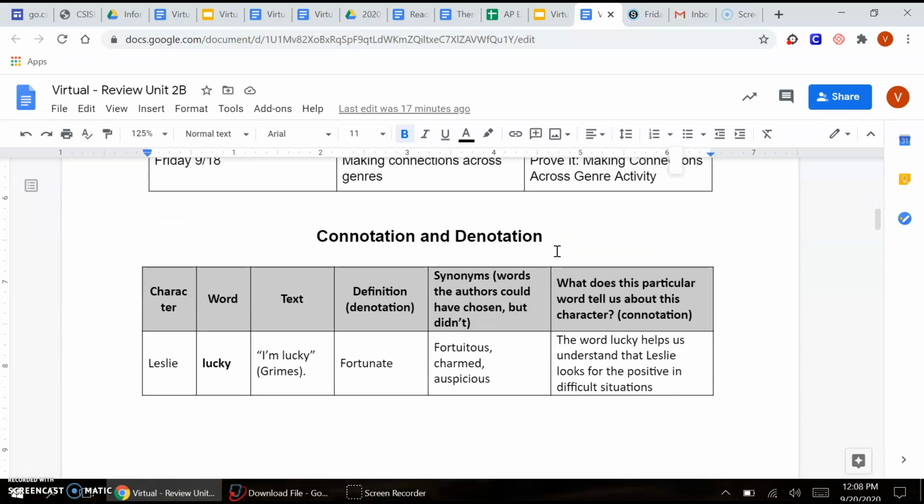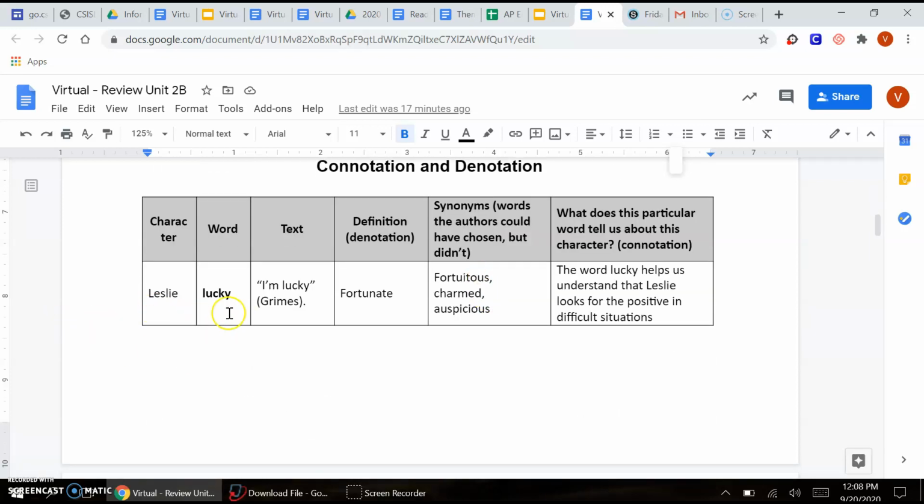And then you would scroll down here and you'd look at the connotation and denotation answer key, and I've given you an example that you can use to check against what you submitted. You're just looking to see if what you submitted looks similar to what I put in the answer key. It doesn't have to be exact. I would expect there to be some differences, but you want to be sure you're close.